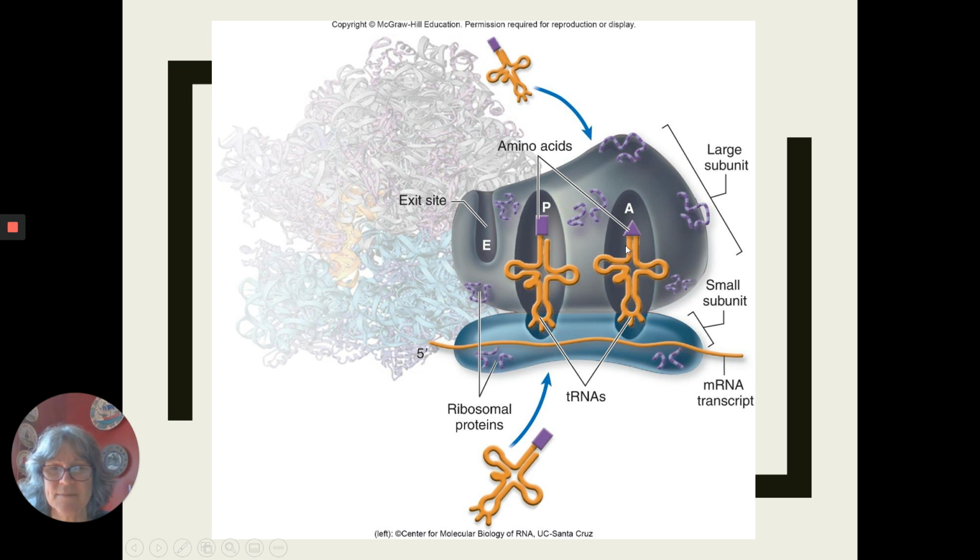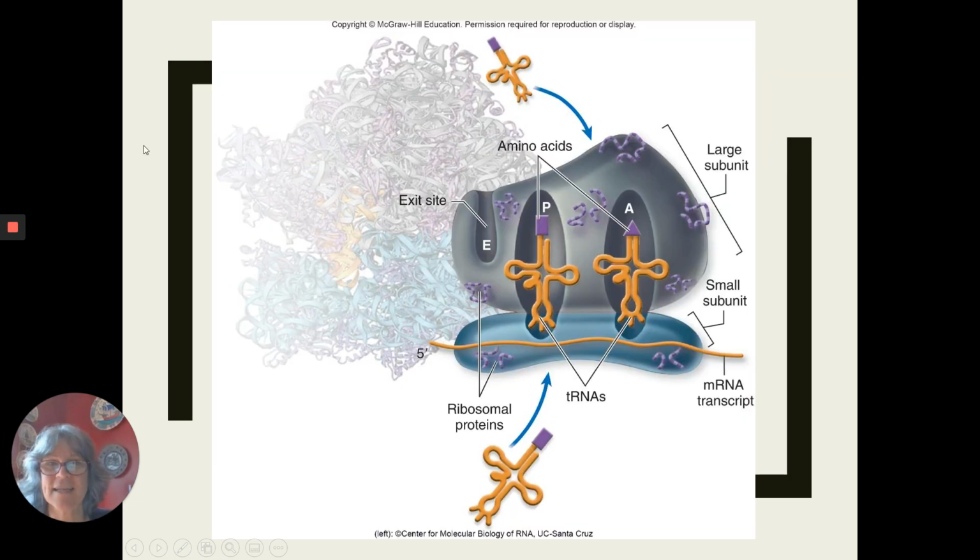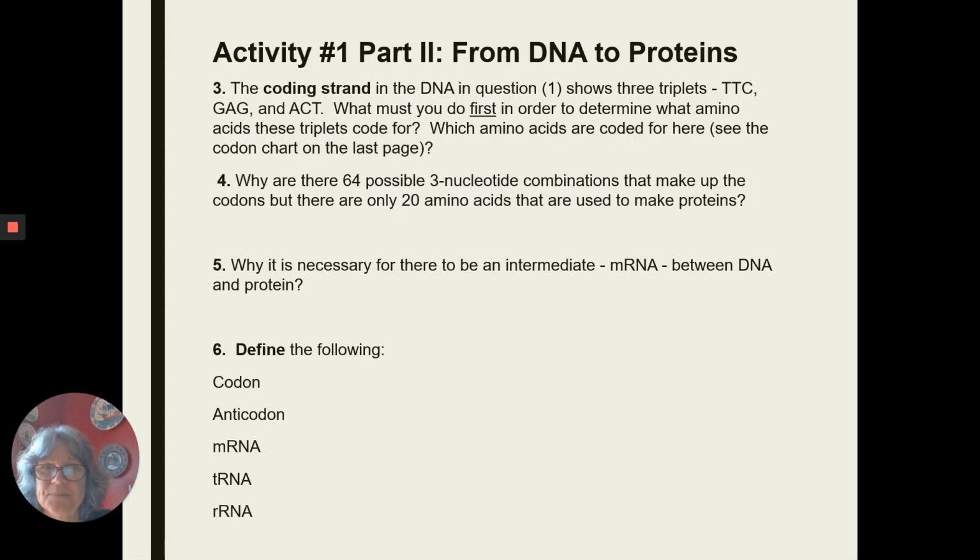My tRNA comes in, latches on, attaches, and then it shifts to the P site where I can form a peptide bond between these 2 amino acids. And then that tRNA comes to the exit site and it leaves, but my amino acids are connected. So I get a growing polypeptide.